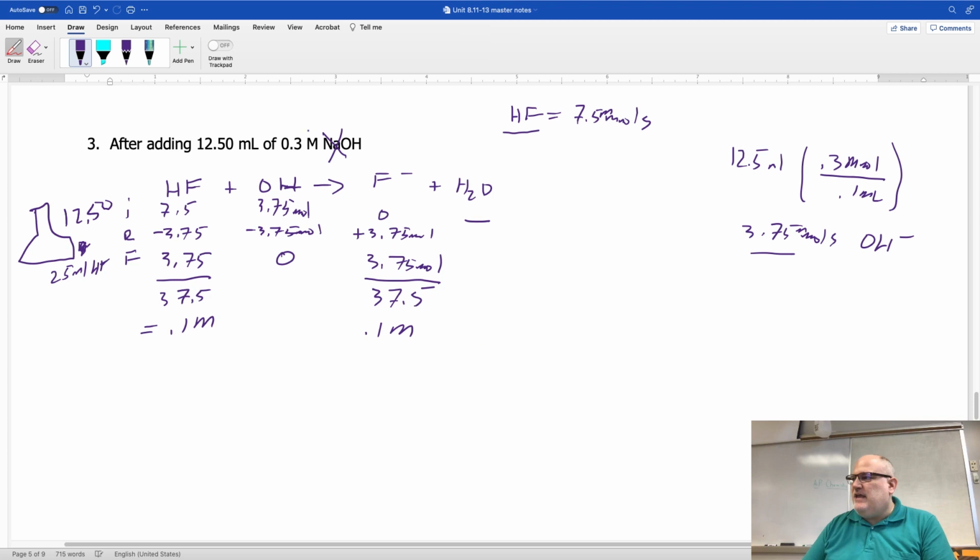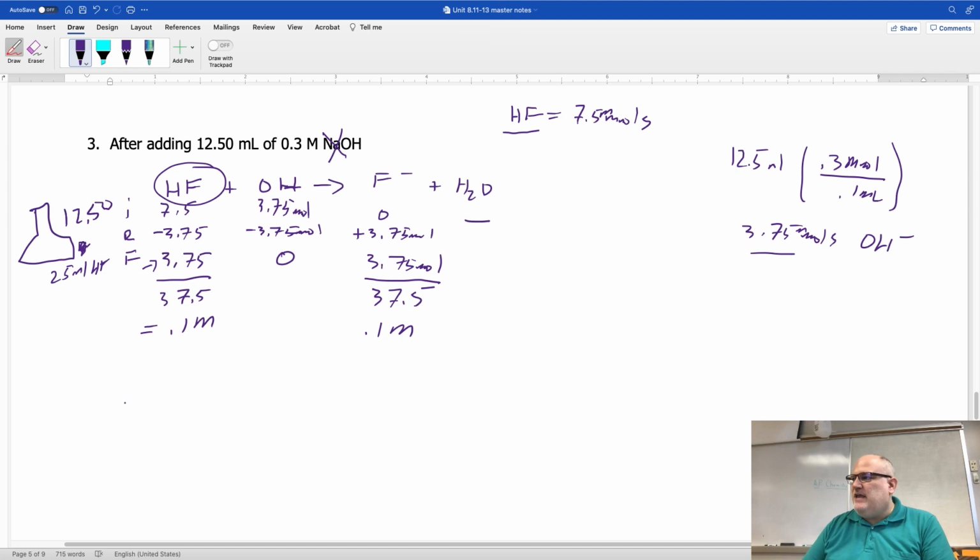Now, I said it was the half equivalence point because if you take a look, we used up exactly half of my HF. So I started with 7.5 millimoles. Now I have 3.75 millimoles. Therefore, I've used up half of my original.